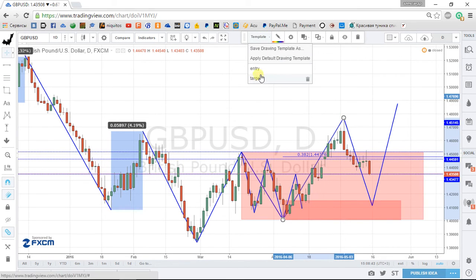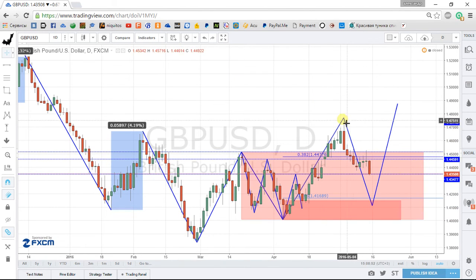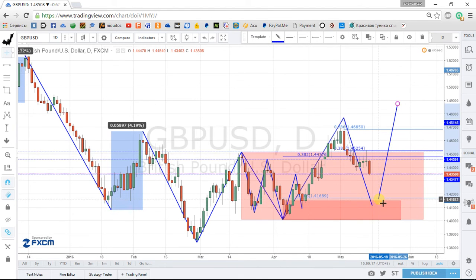And I need 382 and 786. So if price moved to 382, then my first criteria is met. The next thing, I measure this. And again, if price went back to 382, then it is okay all the way until it exceeds my second point. So if this all happens, then I enter at 786, which is exactly right here.